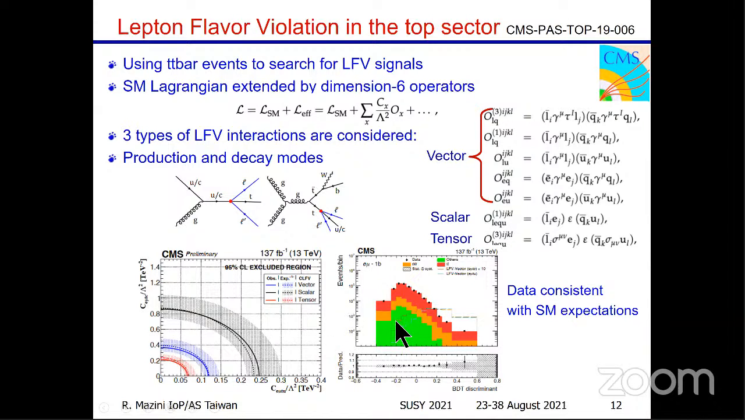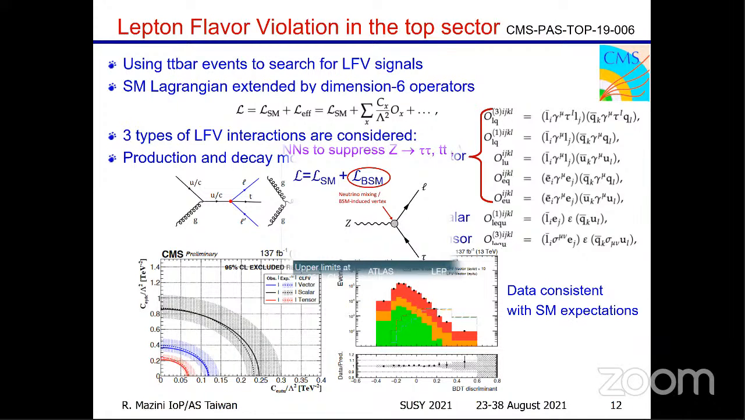CMS did this study. You can see here the BDT discriminant for these particular searches. There is no excess with respect to the data. The data is compatible with the standard model predictions for the background processes within this search. Then this can be translated into an exclusion limit within these parameter spaces, comparing them to the different lepton flavor interactions, either scalar, vector, or tensor. By looking at the full line or dashed line, you can see that the observed limits are compatible with the predictions from the standard model.